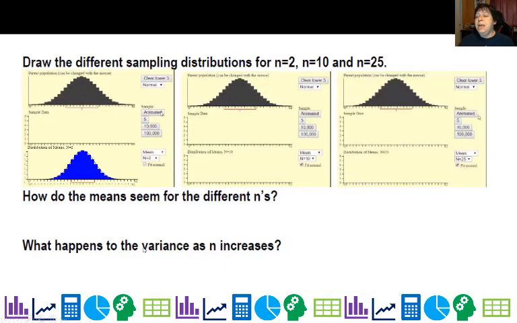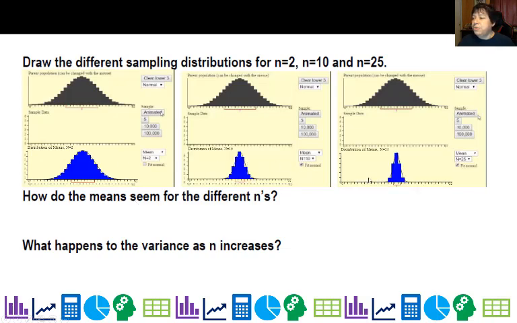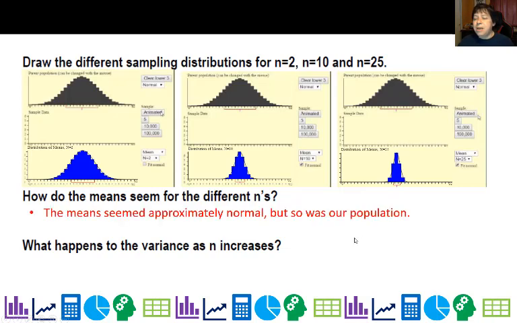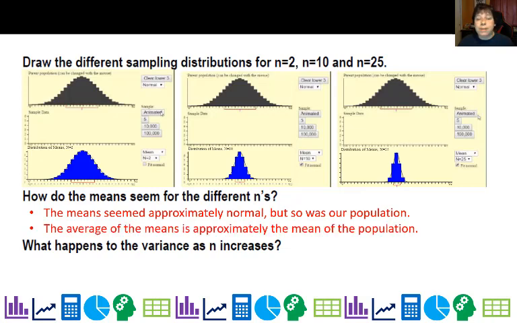Okay, so if we draw the different distributions, and I would prefer you do that in your notes, you can see here's sample size 2, sample size 10, and sample size 25. So how do the means differ for the different n's? Well, the distributions of the means seemed approximately normal, and so was our population. And the average means are roughly the same as our population. Good enough. We're going to say the means are the same, roughly.